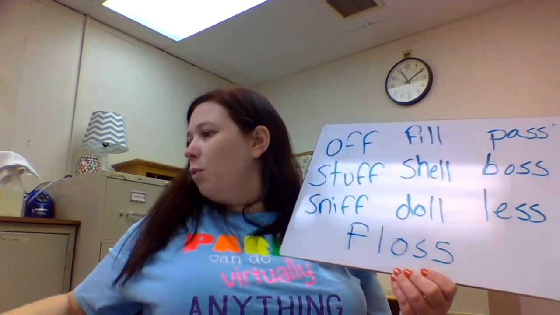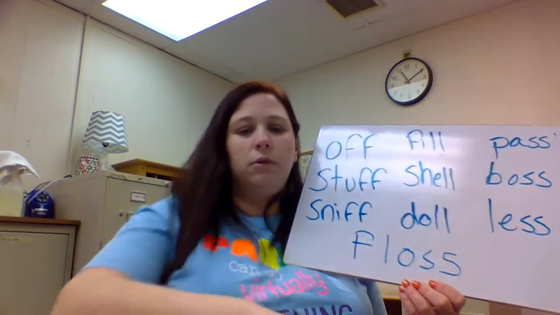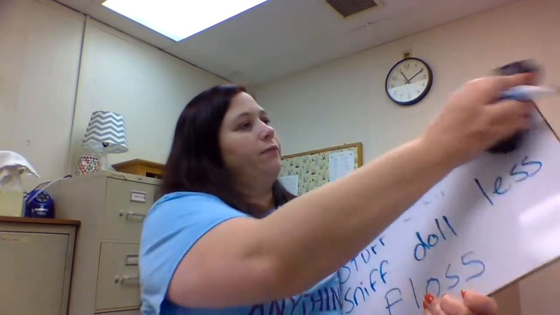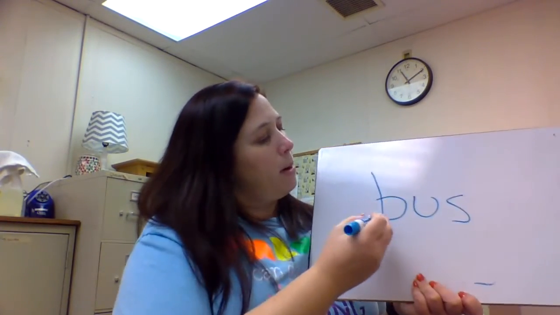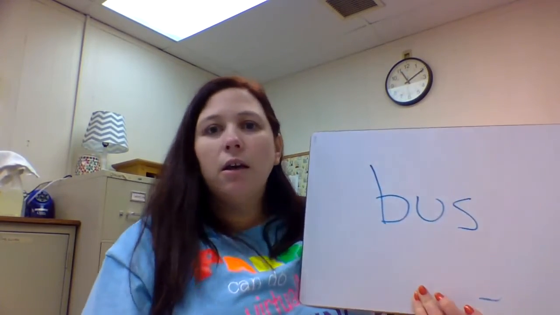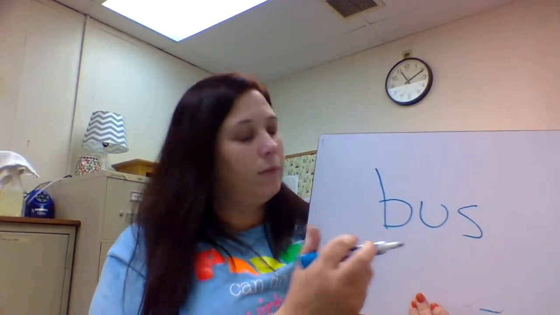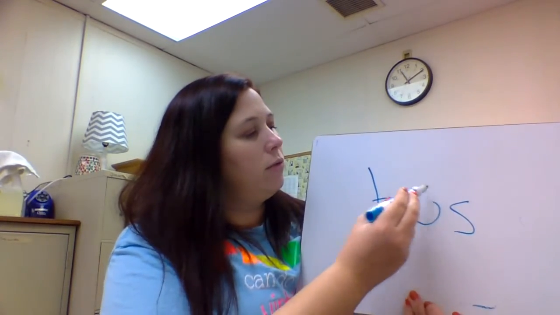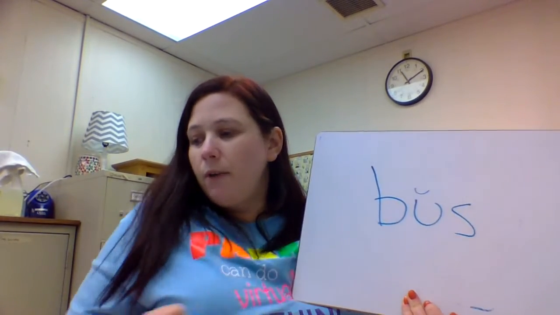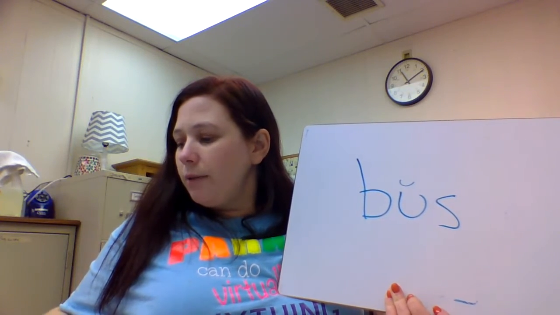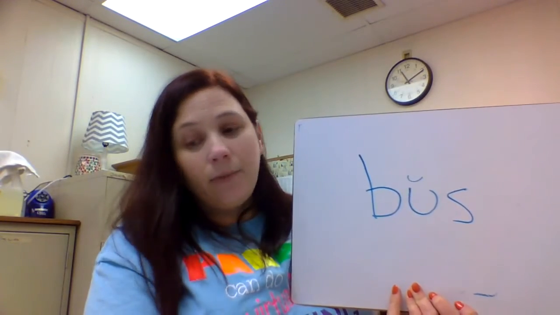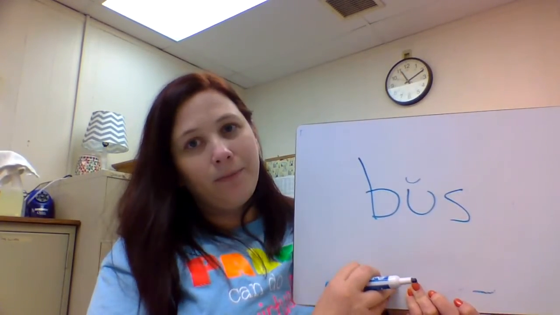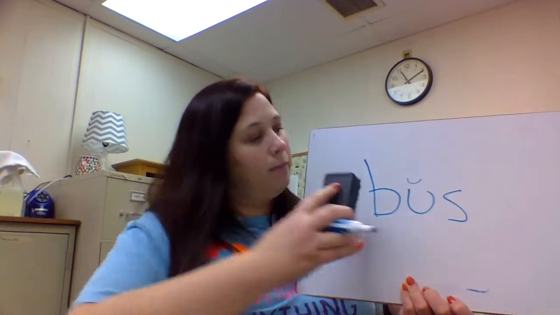Let's look at a word that wouldn't follow this rule. Let's look at this word. Can we sound this word out? B-U-S. It has everything. It's one syllable. It ends in an S. The U is short, so it gets the breve, and it says bus, but it doesn't follow our rule. It's very sneaky. So it is an irregular spelling word. Our irregular spelling words, sometimes we just have to learn.